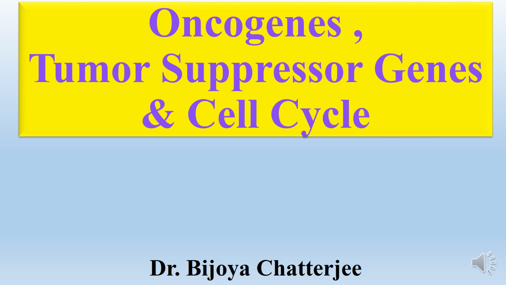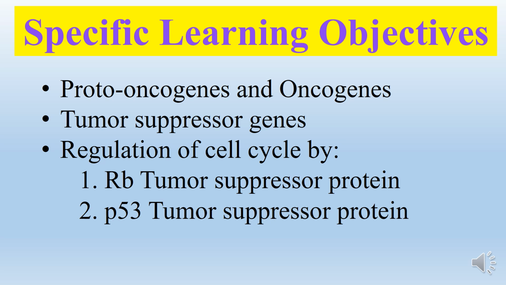Today's topic is oncogenes, tumor suppressor genes, and cell cycle. This is in continuation with the lecture series on cell cycle. Let's proceed. The specific learning objectives of today's lecture are to learn about proto-oncogenes and oncogenes, to learn about tumor suppressor genes, and to learn about the regulation of the cell cycle by two tumor suppressor proteins, that is the retinoblastoma tumor suppressor protein and p53 tumor suppressor protein.